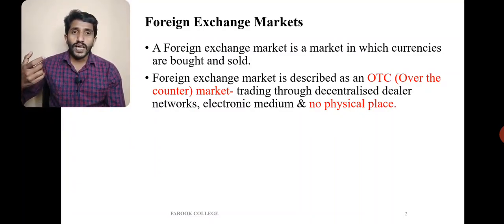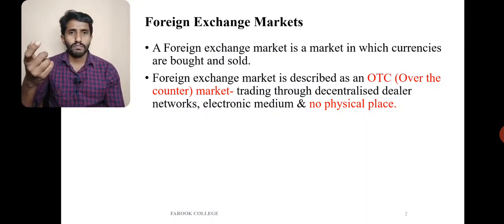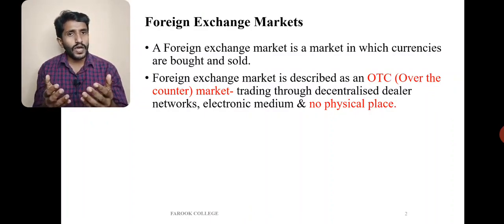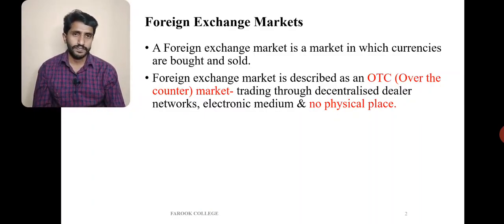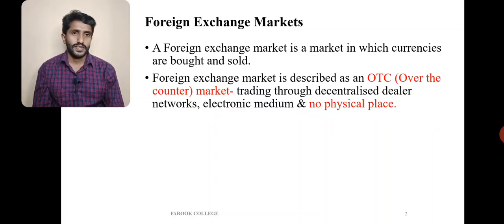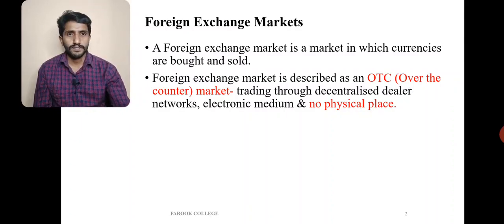Mostly it will be through electronic media. So if we want to buy, we can buy by using our laptop or computer or by using our mobile. So there is no physical place, and the transactions occur through decentralized dealers. These are the features of an OTC market, or over the counter market. So the foreign exchange market is also an OTC market.